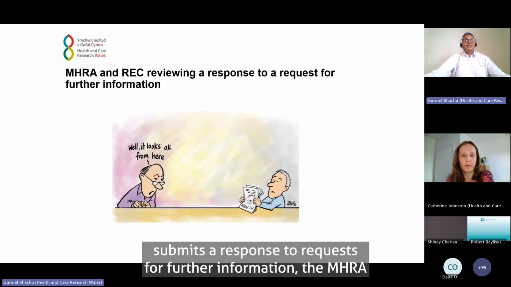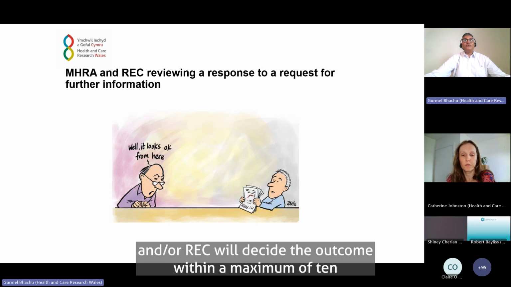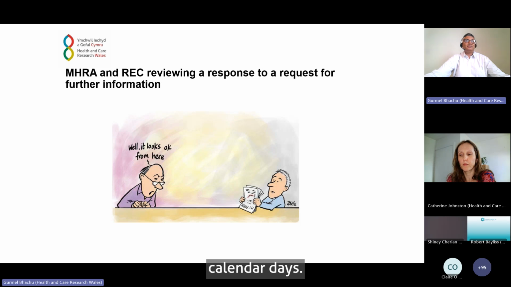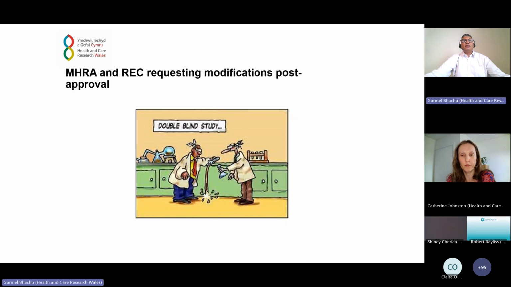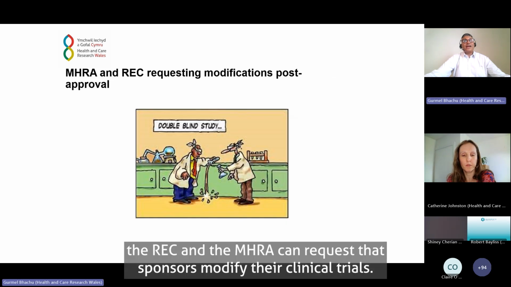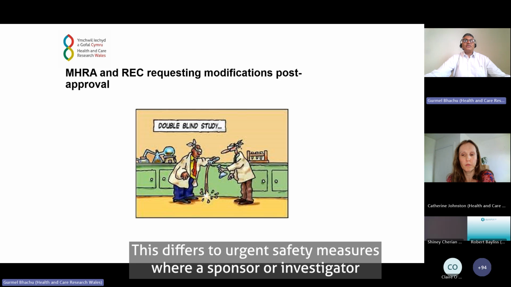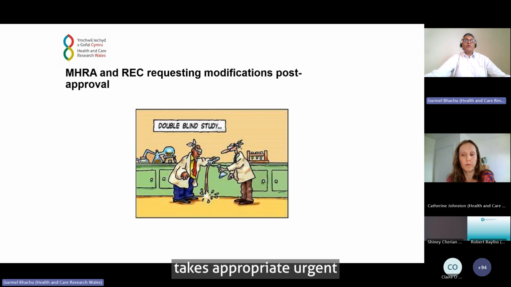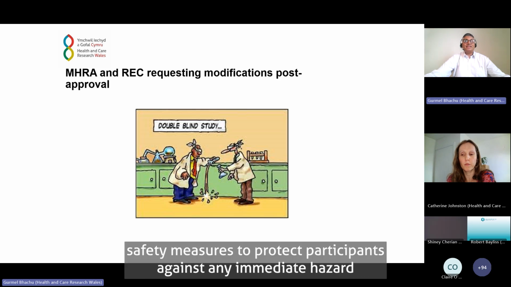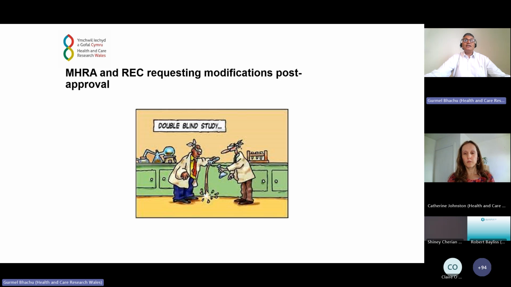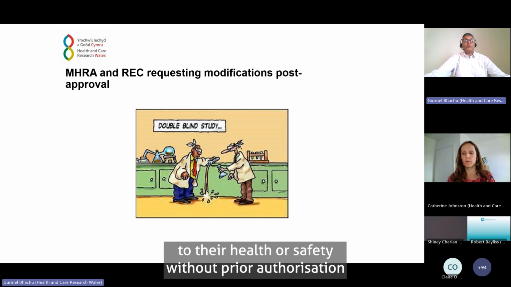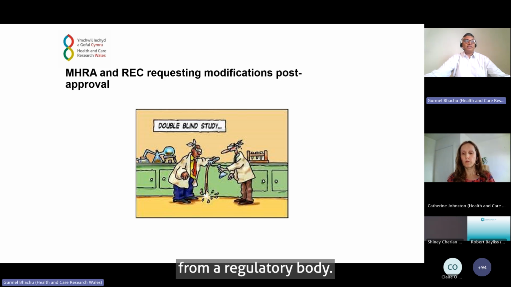So once a sponsor submits a response to a request for further information, the MHRA and/or REC will decide the outcome within a maximum of 10 calendar days. Under the new clinical trial regulations, the REC and the MHRA can request that sponsors modify their clinical trials. This differs to urgent safety measures, where a sponsor or investigator takes appropriate urgent safety measures to protect participants against any immediate hazard to their health or safety without prior authorization from a regulatory body.